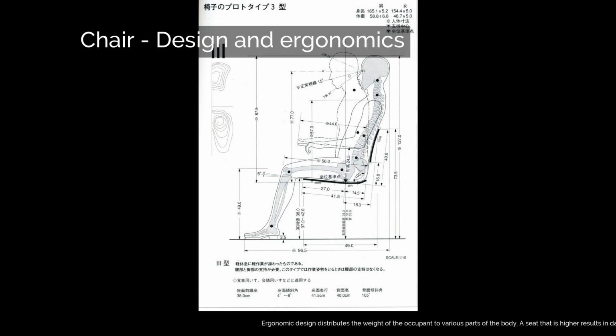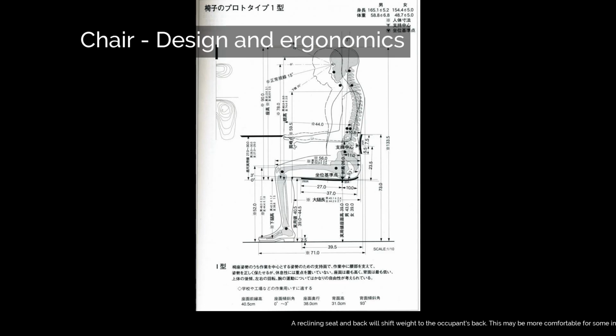Ergonomic design distributes the weight of the occupant to various parts of the body. A seat that is higher results in dangling feet and increased pressure on the underside of the knees, the popliteal fold. It may also result in no weight on the feet, which means more weight elsewhere. A lower seat may shift too much weight to the seat bones, the ischial tuberosities.